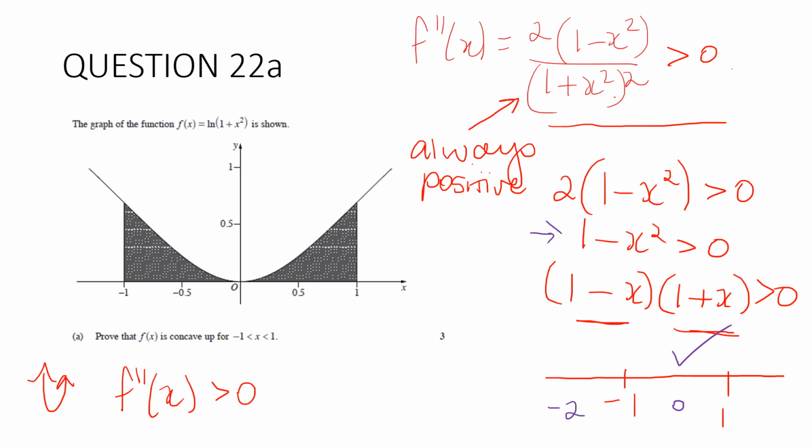Let's test negative 2. Putting negative 2 into here. 1 take away negative 2 all squared. Negative 2 all squared is 4. 1 take 4 is negative 3. Is negative 3 greater than 0? No, it's not. And finally, let's test 2. We're going to get the same answer, aren't we? 1 take away 4 is negative 3. Is negative 3 greater than 0? No, it's not. And so our solution to this is x has to lie between negative 1 and positive 1.